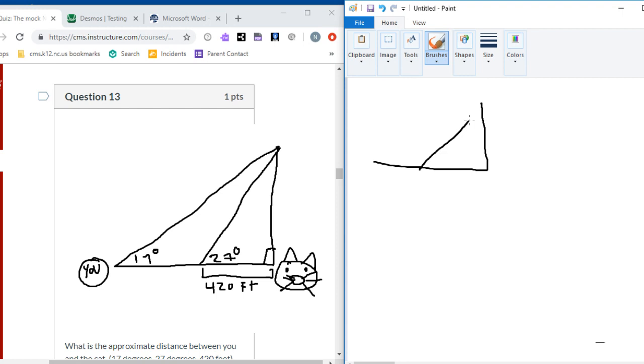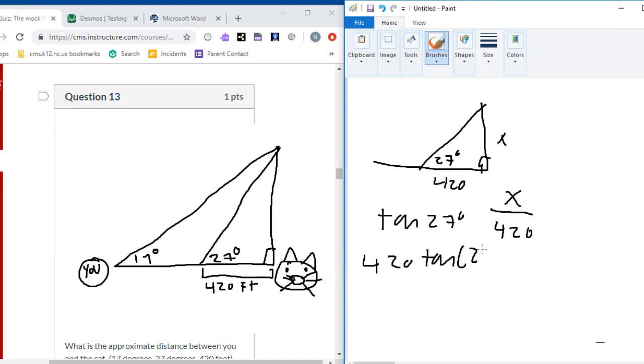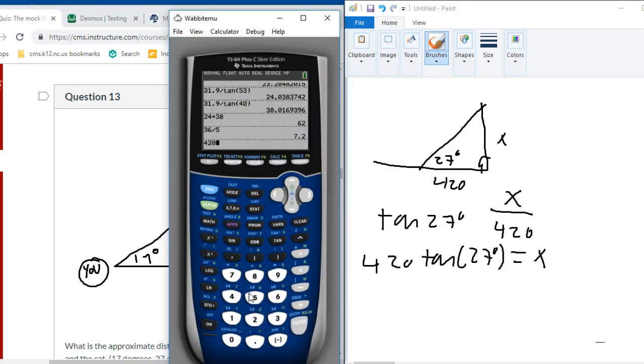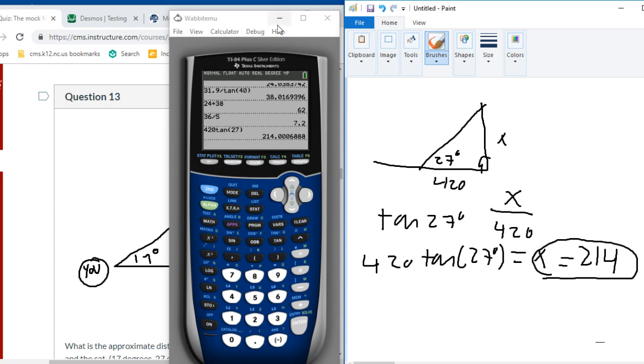To get that height, we have 420 here, 27 here, and we can use right triangle trig to know that for this height, the tangent of 27 is going to be x over 420, so 420 times the tangent of 27 is equal to x. So then I do 420 times the tangent of 27. I'm using my trig ratios here. That's 214, so x is equal to 214.